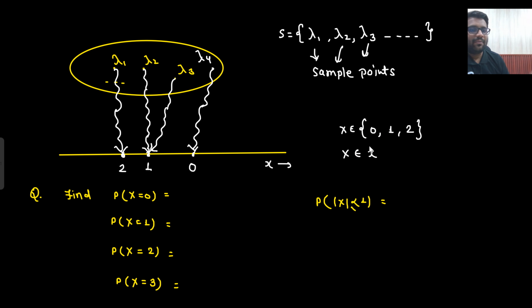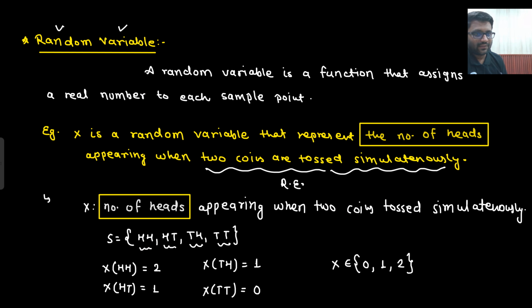So every random variable will take some real values. It could be 0, 0.1, it could be negative as well, it could be positive as well, it could be rational as well, it could be irrational as well. A real random variable will take up some real values. We will see more examples, and it will become clearer to you. So as of now, x was a random variable representing the number of heads appearing when two coins were tossed simultaneously. When two coins were tossed, we got the sample space, and from that sample space, we got the random variable values.